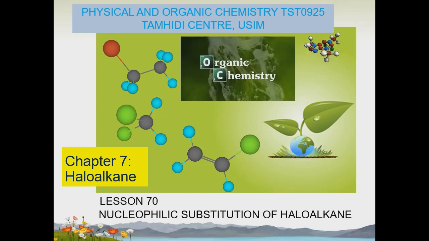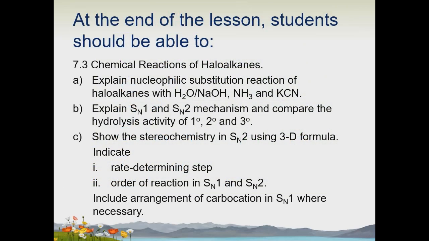Today we are going to learn Lesson 70, Nucleophilic Substitution of Haloalkane. There are three types of nucleophilic substitution reaction on haloalkanes. Number one is with H2O and sodium hydroxide. Number two is with ammonia, and number three is with potassium cyanide. We need to be able to explain their mechanism.